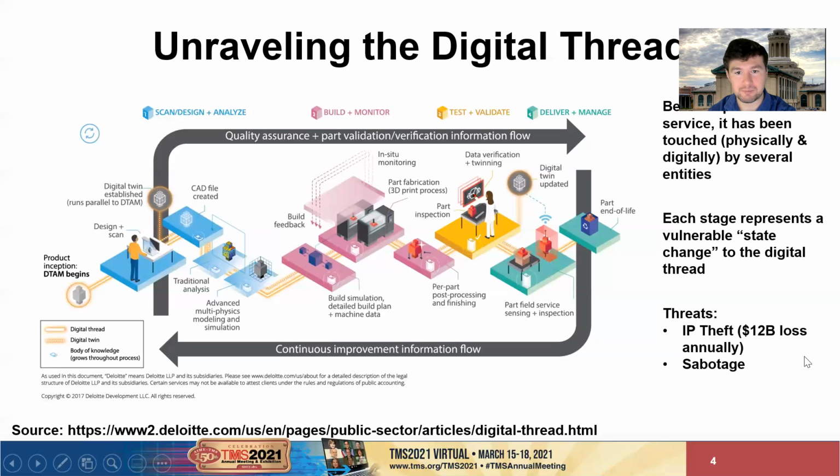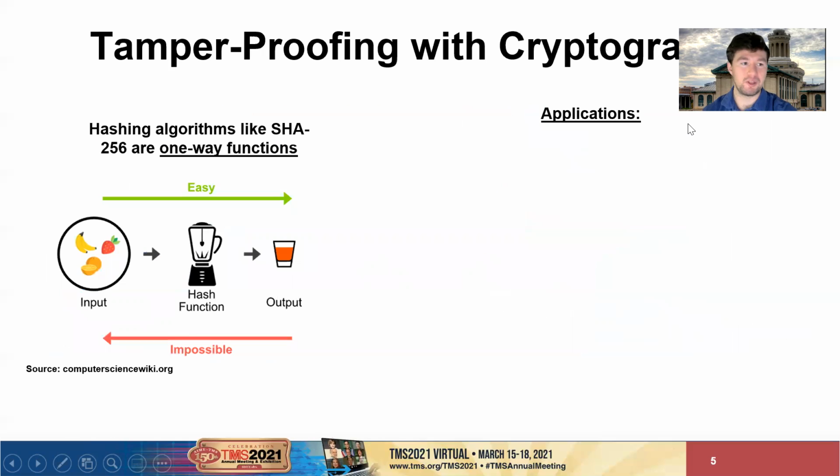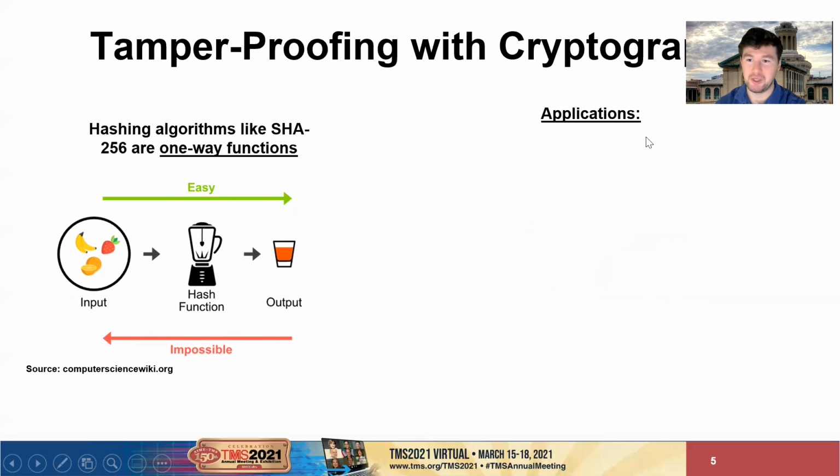catastrophic failure. So in the same way that we can apply one of these tamper evident tags to perhaps our powder lot to make sure that it hasn't been tampered with between when it left the manufacturing facility and reached us, we need one of these tamper evident tags for our data flow. And so one of the potential solutions to that is coming from the world of cryptography.